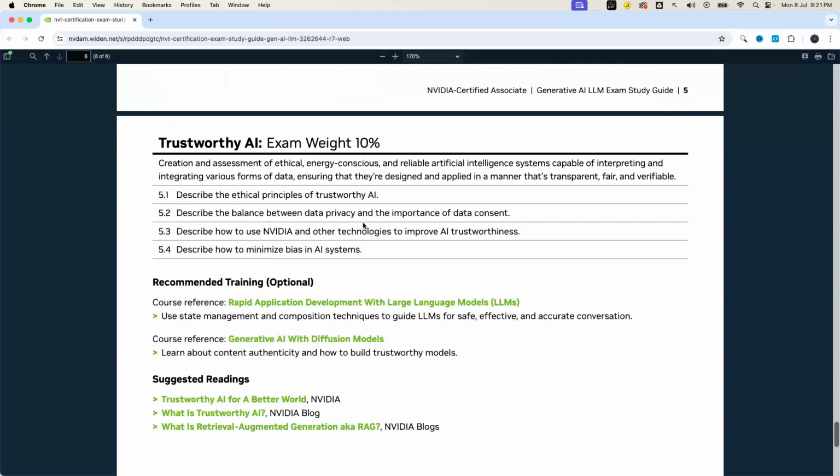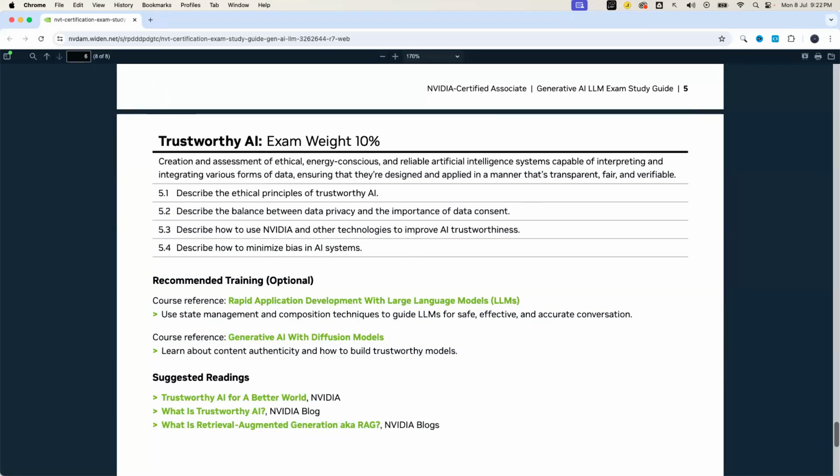Lastly, we have a very small unit that is Trustworthy AI. This involves describing the ethical principles of Trustworthy AI, what Trustworthy AI is, how we can minimize the bias in AI systems, and how to use NVIDIA in improving AI trustworthiness. Those are all the key topics that we have inside this Trustworthy AI.